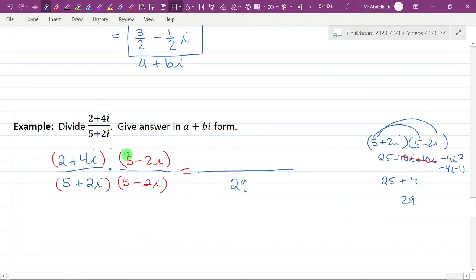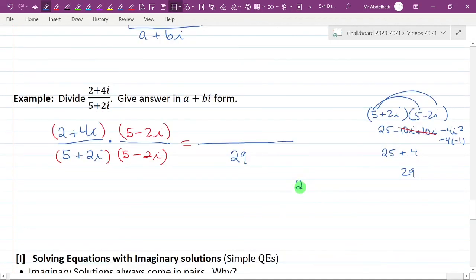Perfect. Now, we also have to FOIL the top here. So 2 plus 4i times 5 minus 2i. Now, this is not going to be just a regular number here because these are not conjugates. 2 times 5 is 10. 2 times negative 2i is negative 4i. 4i times 5 is 20i. And 4i times negative 2i is going to be negative 8i squared.